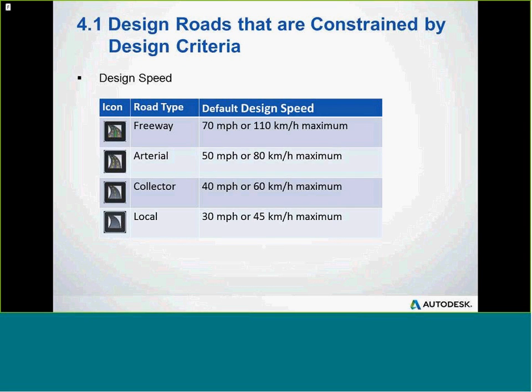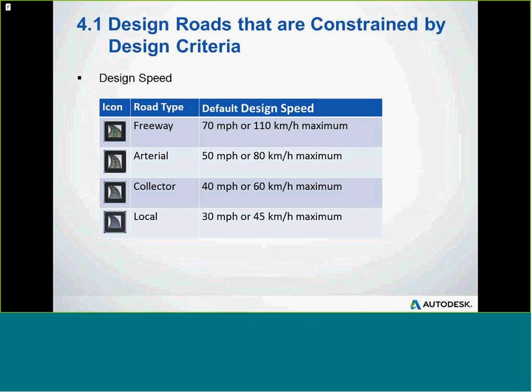So when you start designing engineered roads, you have to know a little bit about the design speed, because the required design speed is determined by the type of road being designed and where it will be located. So you've got the option to do freeways, arterials, collectors, and local roads. And then on the right side of our list there, you'll see that a freeway can have a maximum design speed of 100 miles per hour or 110 kilometers per hour.